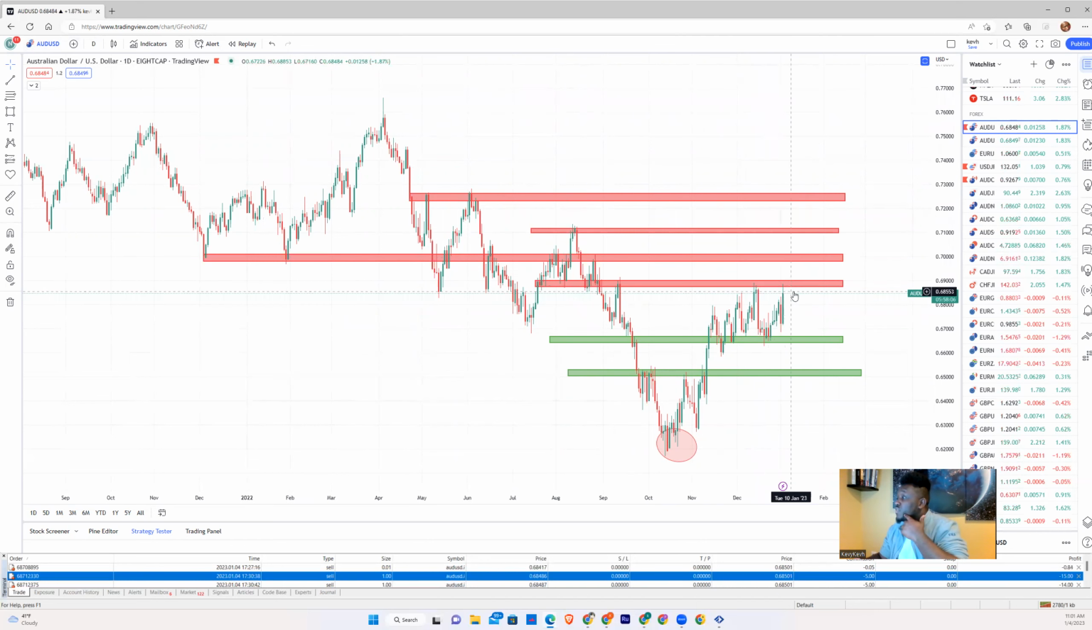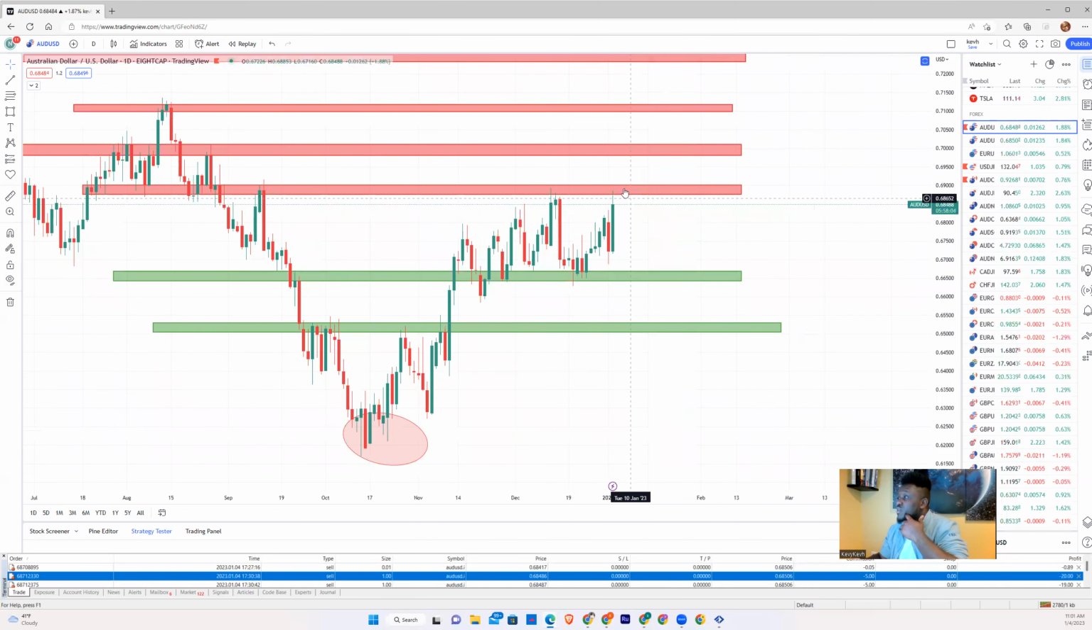Because of this resistance right here, I'm currently taking a short position, anticipating a pullback maybe to the 0.68 position. As you can see at the bottom, my trades are still in the negative, but hopefully they'll get into the positive as this drops down, hopefully to 0.68, and I'll take a buy position.